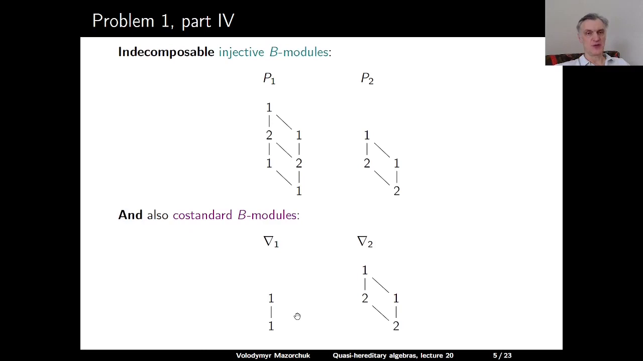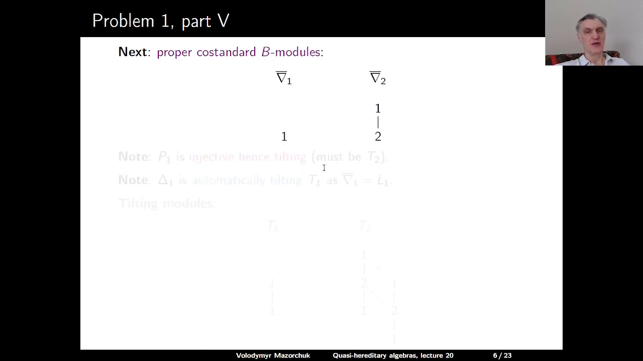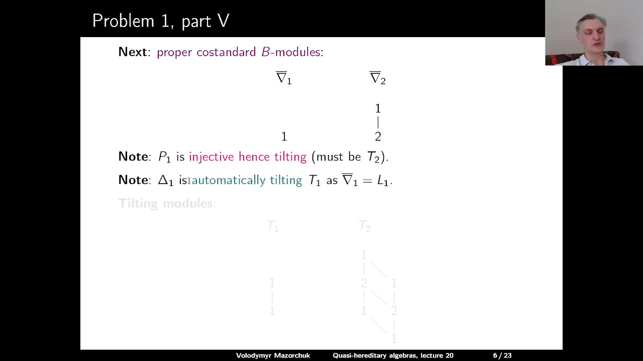And of course, since P1 contains L2 somewhere, the only possibility for it to be is the tilting module T2. Also note that the standard module Δ1 is automatically tilting because ∇1 is simple, and so it filters Δ1, and so Δ1 is isomorphic to T1. So our tilting modules: T1 is the same as Δ1 or as ∇1, and T2 is the same as P1 and is the same as I1. So these are our indecomposable tilting modules.